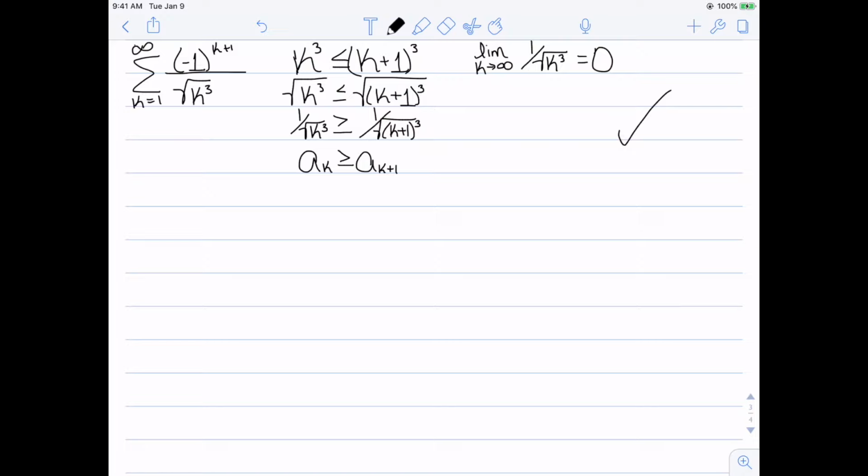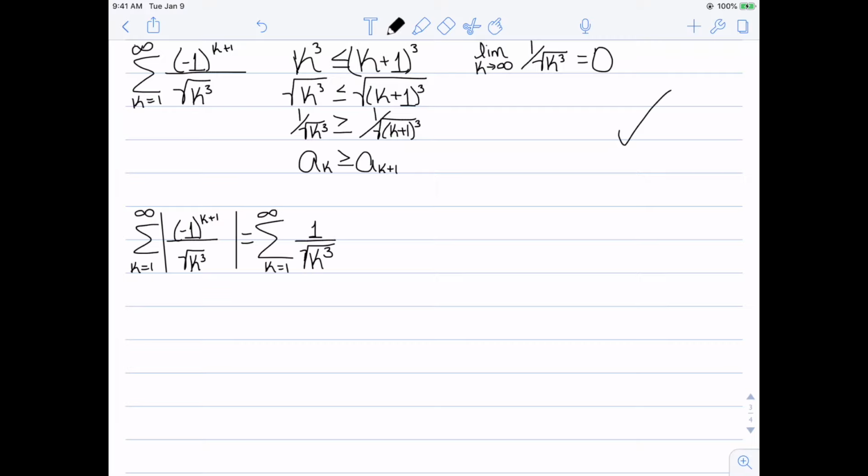Let's now look at the absolute value series. I have the sum from k equal to 1 to infinity of the absolute value of (-1)^(k+1) over the square root of k cubed. We know that the denominator of this is always positive, so the absolute value is irrelevant. And the top is just 1 or -1, so the absolute value of the top is going to be 1.